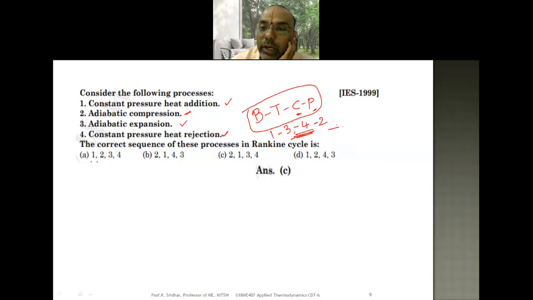Now the same thing can be written, because it is a cyclic process, as 2134, or as 4213, or as 3421. So this is also right, this is also right, this is also right. Now go through the options to see which answer is there in A, B, C, D. The 2134 is there, so the answer will be C.